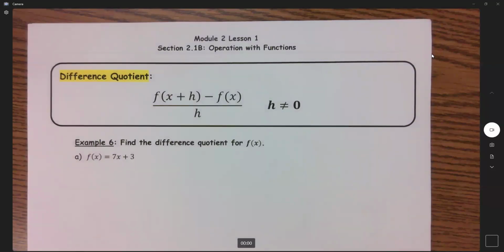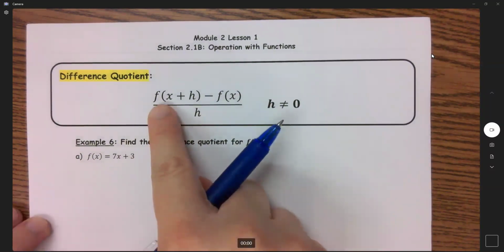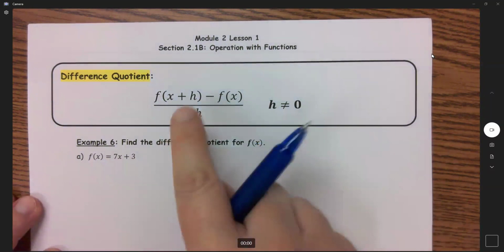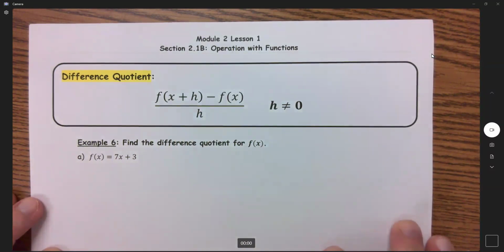All right, so I am assuming that you either fully understand part C and D, or you have taken the time to rewatch those again. So now let's jump into our difference quotient. Our difference quotient is f of x plus h minus f of x all over h. This is really, really important for you to understand.